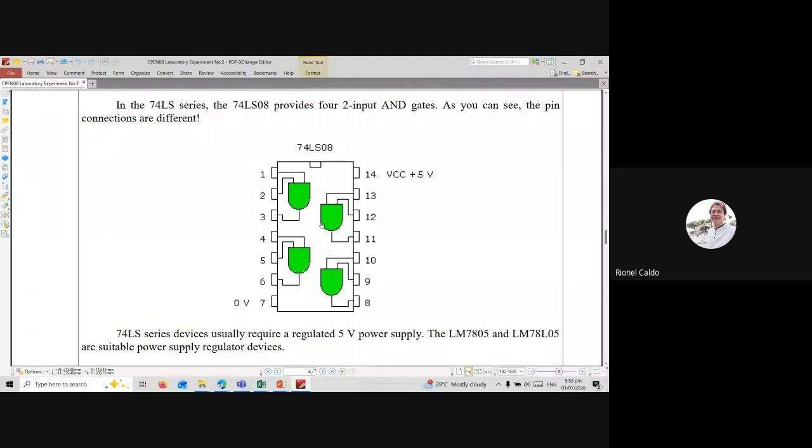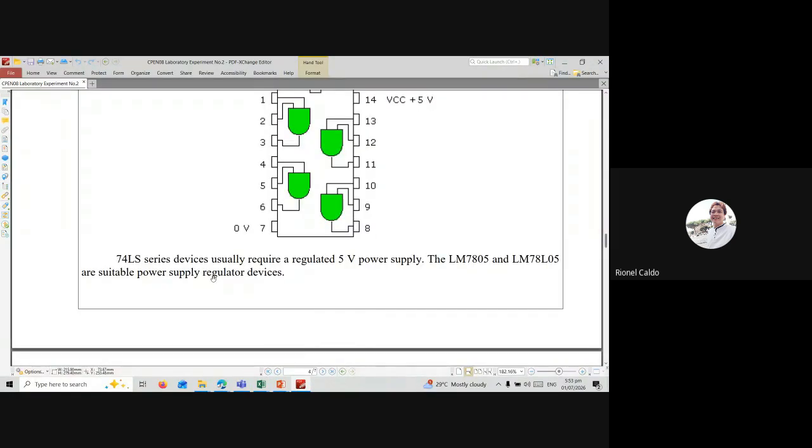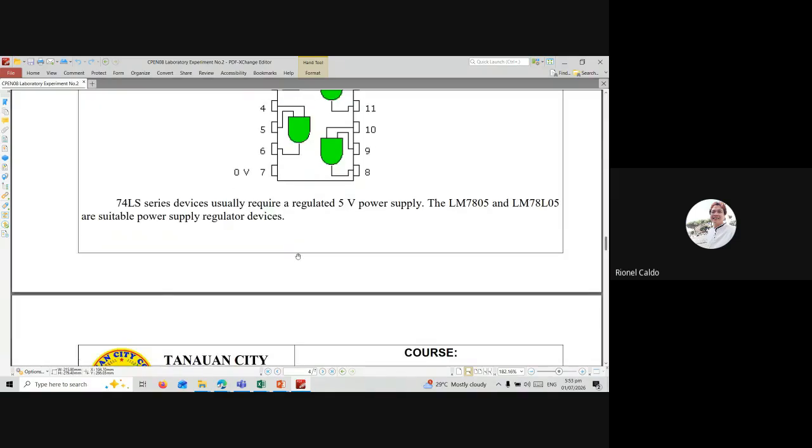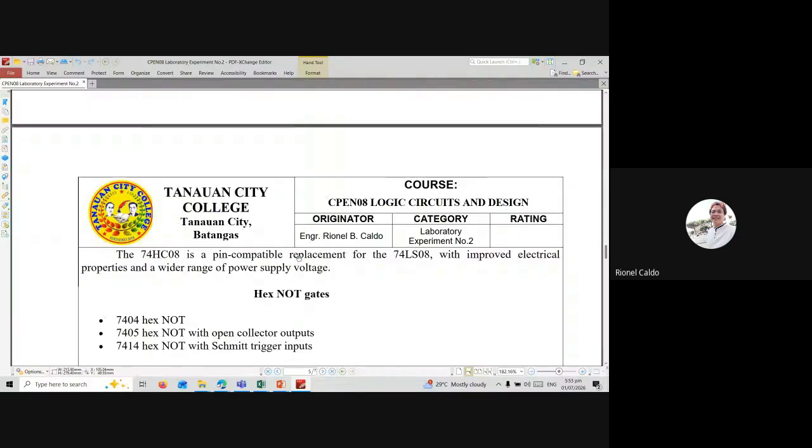So, ibig sabihin yan guys, kapag kailangan ko ng maraming inputs and outputs ng 08, pwede ko namang gamitin yung ibang pins. In our initial experiment, ito lang yung ginamit mo. But you can actually use the other pins ng ating 7408. 74LS series devices usually require a regulated 5 volts power supply. The LM7805 and LM78L05 are suitable power supply regulator devices. In your case, nag-create naman kayo or may ginawa kayong sarili ninyong power supply.